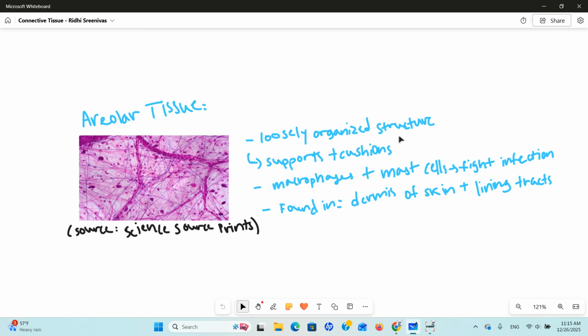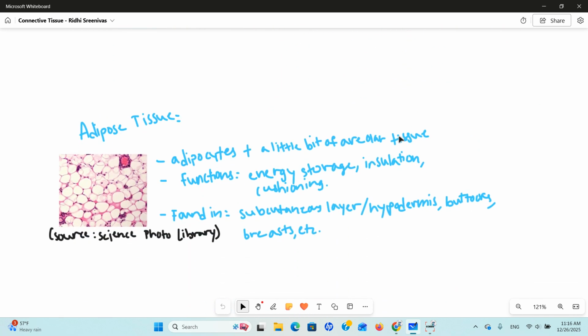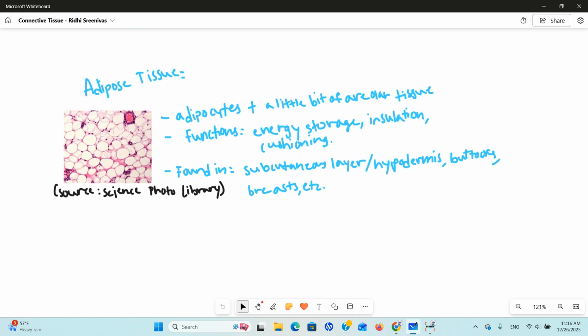Areolar tissue contains high concentrations of macrophages and mast cells, therefore helping with fighting infection as well. And areolar tissue is basically found everywhere, but is most prominently found in the dermis of the skin and linings of tracts in the human body, like the urinary tract or digestive tract, but other places as well.